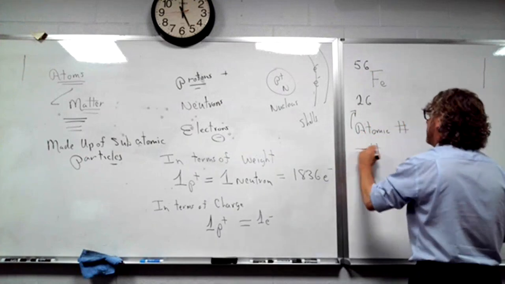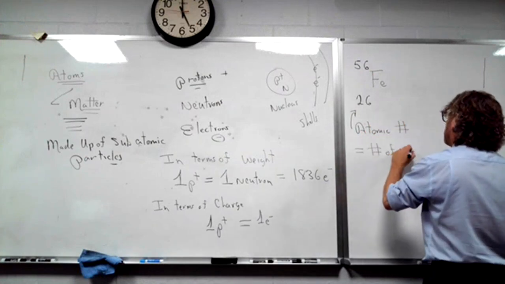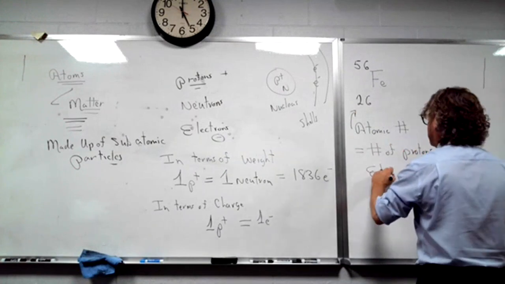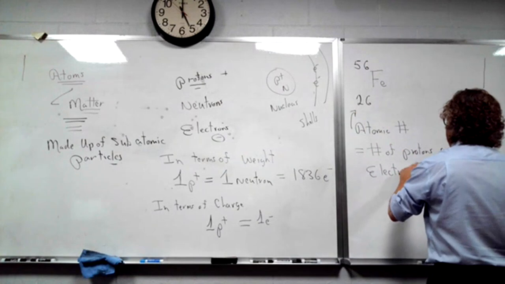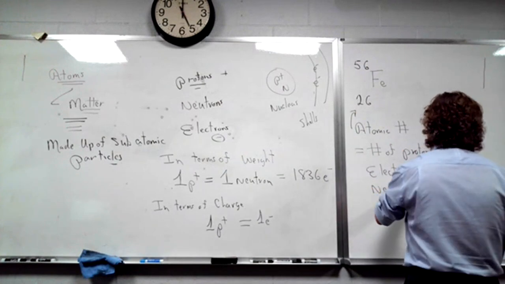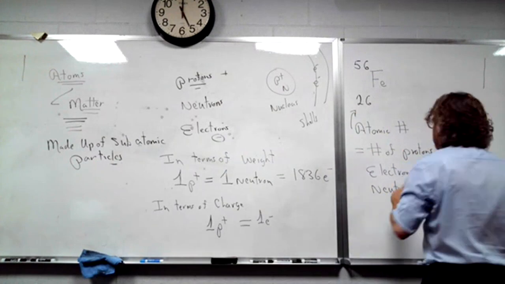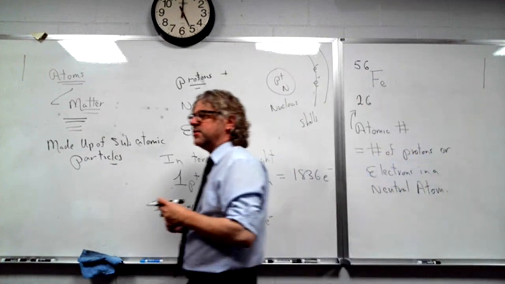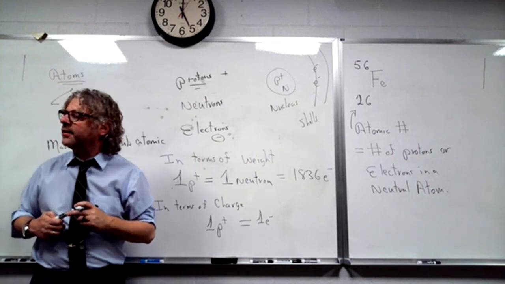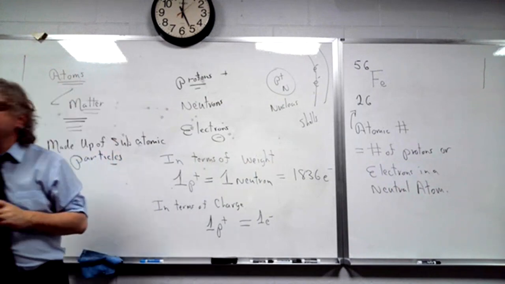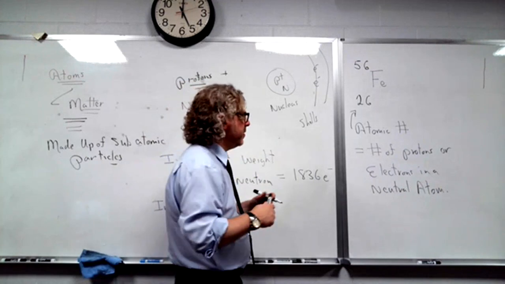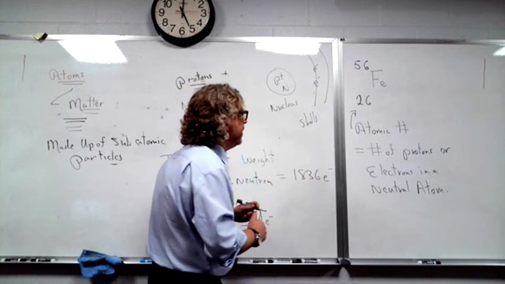And this is the number of protons or electrons in a neutral atom. The atomic number is the number of protons or electrons in a neutral atom. It says they are being recorded, so I'm hoping this is recorded. I'm not just speaking and it doesn't get recorded. But if you're watching it, it must have been recorded.